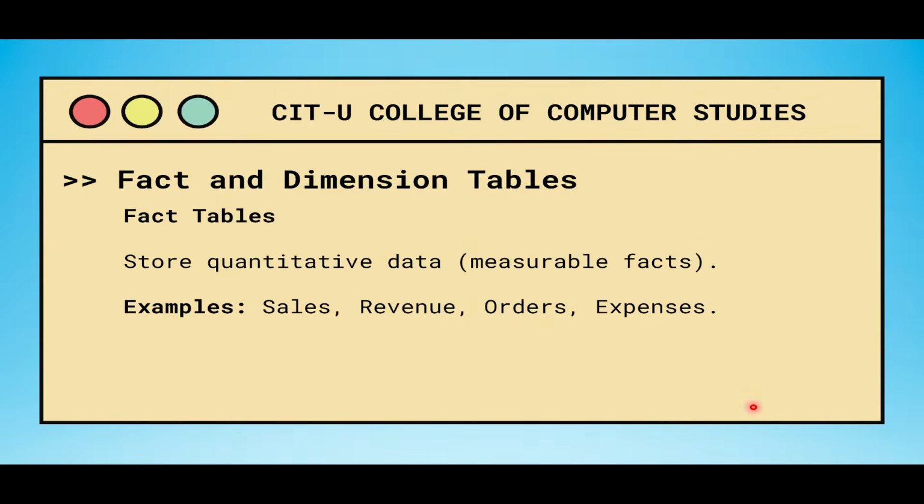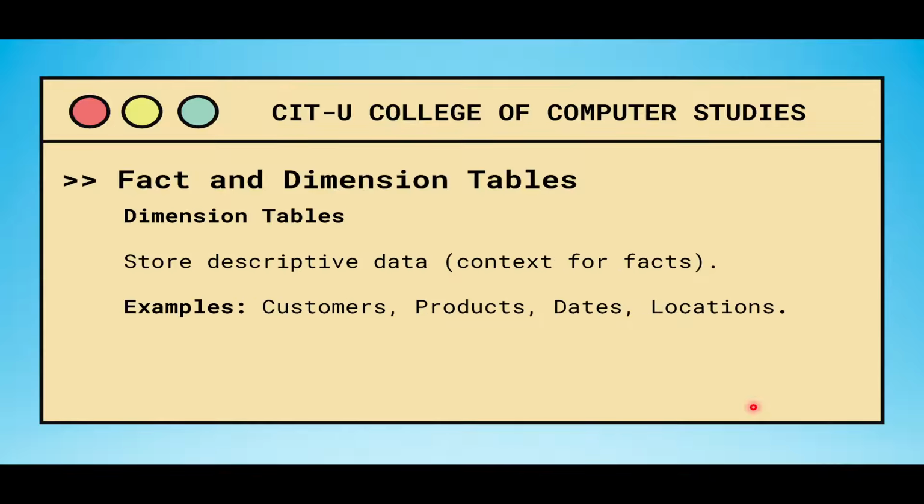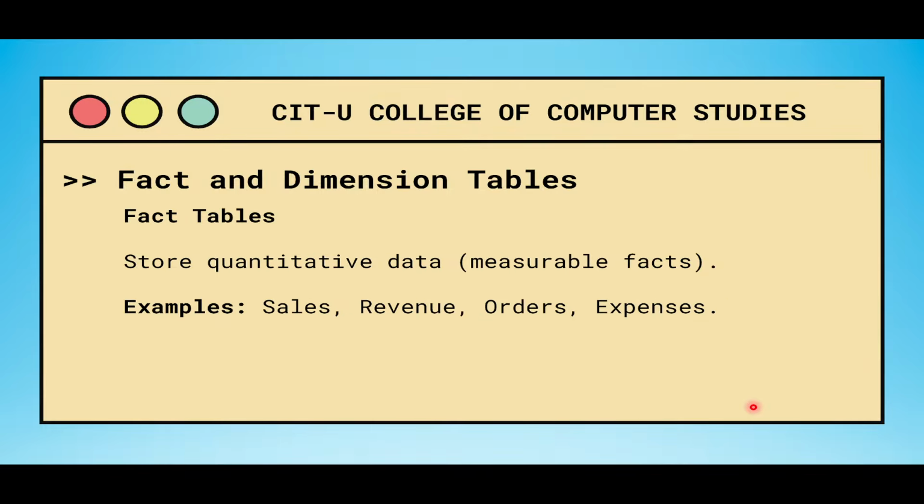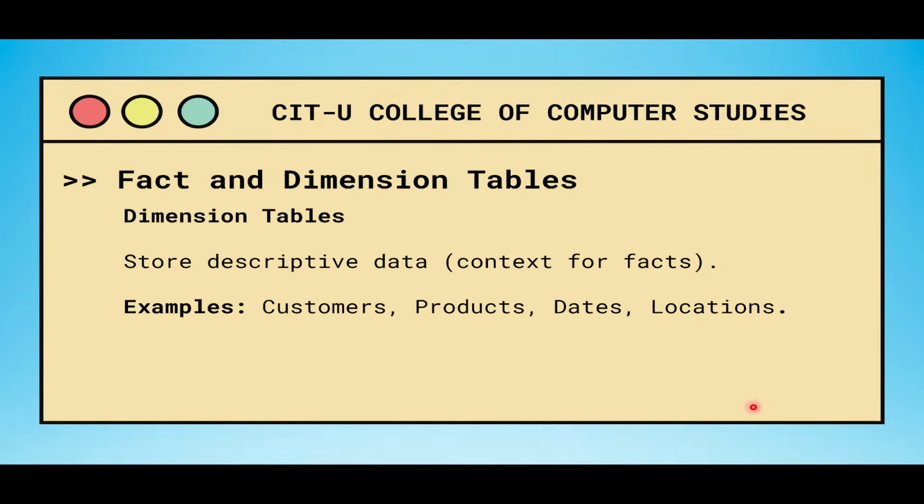Now, let's discuss the fact and the dimension tables. When we say fact table, this is the table that stores quantitative data. Quantitative data is numerical in nature, so measurable facts. For example, sales, revenue, orders, and expenses. Meanwhile, if the fact table is quantitative, dimension tables would be descriptive, so categorical, context for facts. For example, customers, products, dates, and location. So those are the main tables present in our schema.